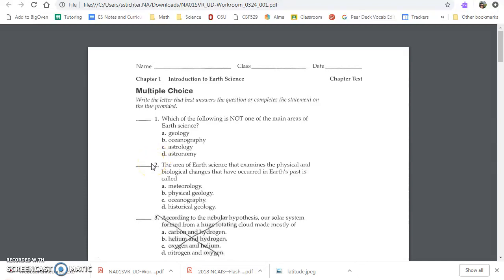Number 2. The area of Earth science that examines the physical and biological changes that have occurred in Earth's past is called meteorology, physical geology, oceanography, historical geology.